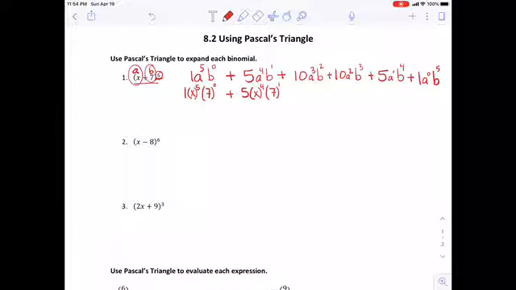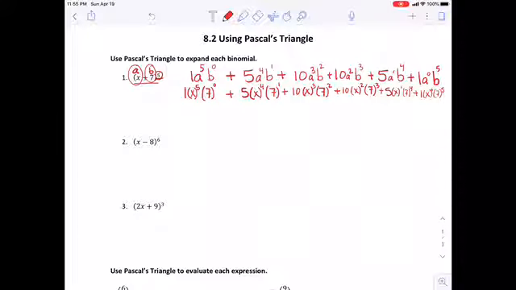to the 1st power, plus 10 times A, which is x to the third power, times B, which is 7 to the second power, plus 10 times A, which was x to the second power, B, which is 7 to the third power, plus 5 times x to the first times 7 to the fourth, plus 1 times x to the 0 times 7 to the fifth.